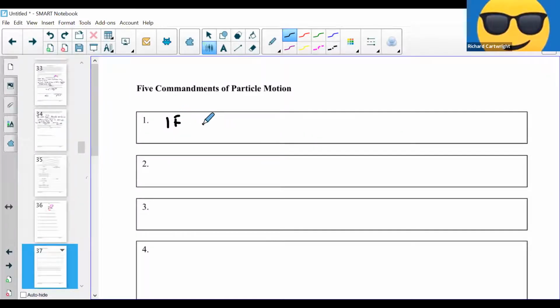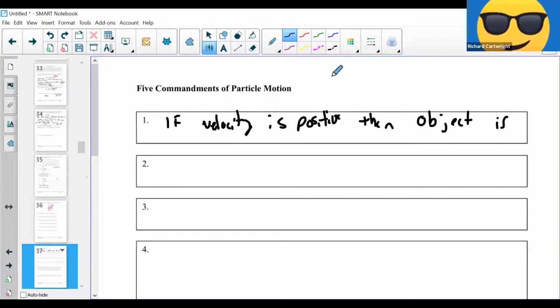If velocity is positive, you know what that means. That means it's greater than 0. Then the object, you can probably finish it before I say it. If we're doing particle motion going left and right, bouncing from the right to the left, then the object is moving right. Okay, that's important.